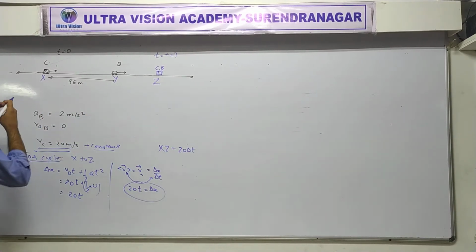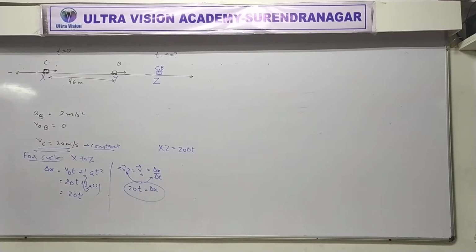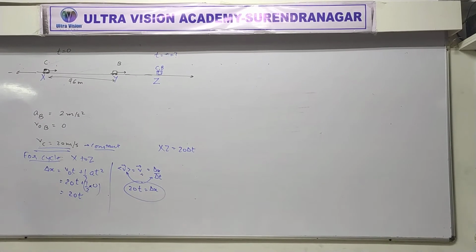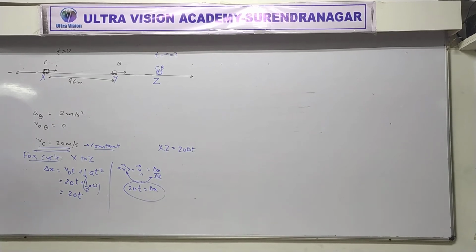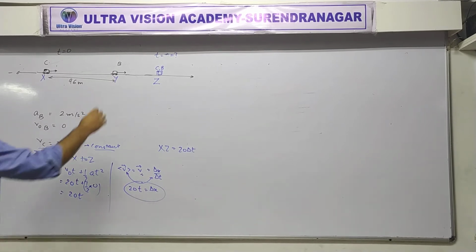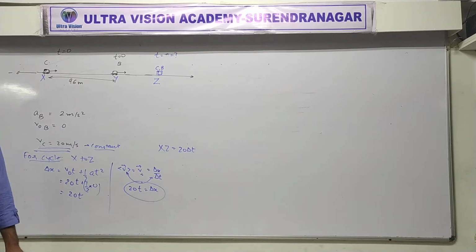Okay. Similarly, can you find YZ? YZ is for which object? Cyclist or bus? Bus. Okay, do it. Come on. How much would be YZ for the bus? Again, the bus was here at t equal to 0 and it reaches here at t equal to t, after some time t.